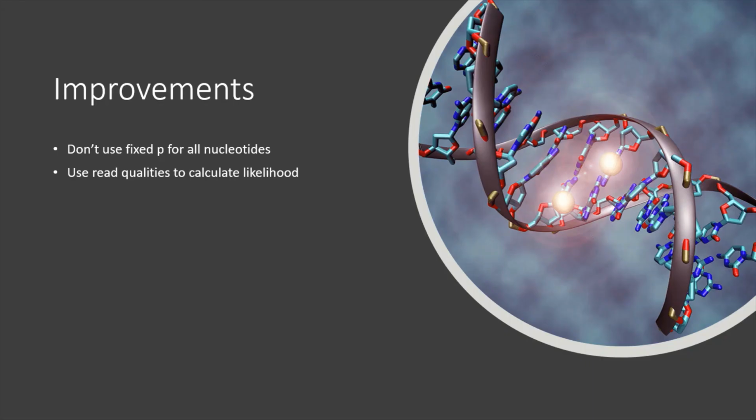Possible improvements to our algorithm are to use a different probability for different pileup lines, and to use read qualities to calculate the likelihood of one nucleotide being correct.